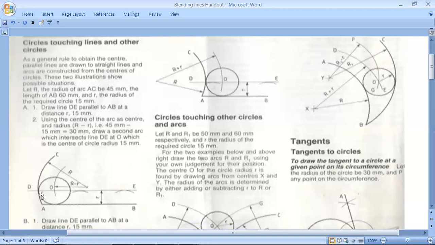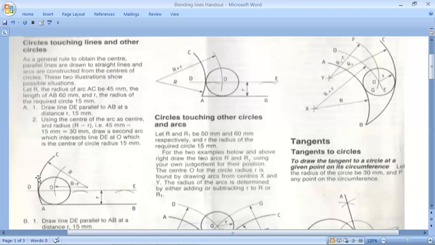Now we need to know, on this line DE that we just drew, where the center is for the circle that we want. We're going to call it center O. You need to know the radius of the circle or the arc that is given on the drawing.